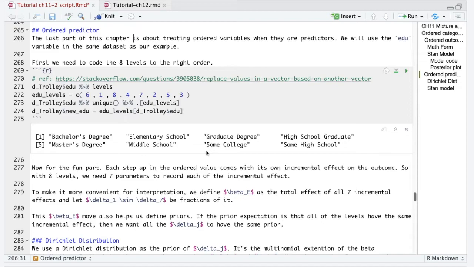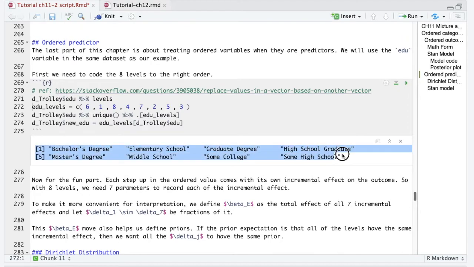Finally, we can move on to the last part of this chapter, which is about treating these kind of ordered categorical variables when they are predictors. We will use the education variable in the same dataset as our example. As you can see, there are 8 different education levels for our experiment taker, from the lowest, I guess it's elementary school, to the highest, which is the graduate degree.